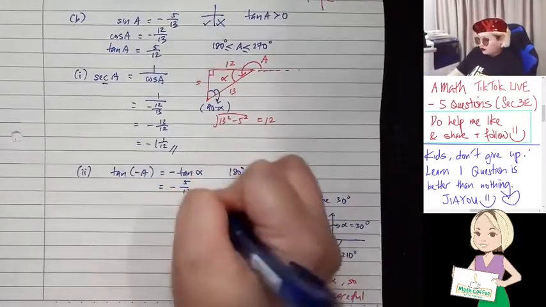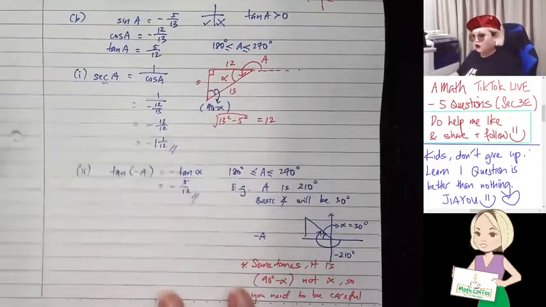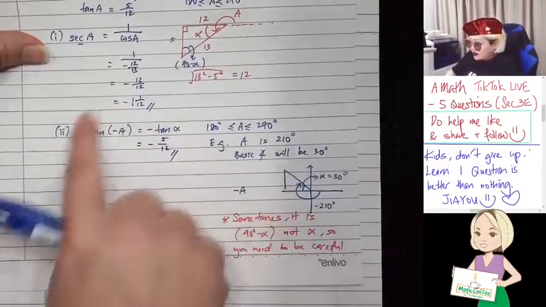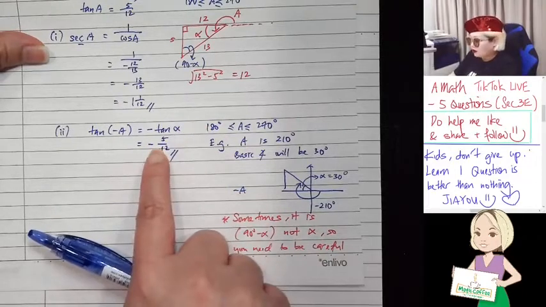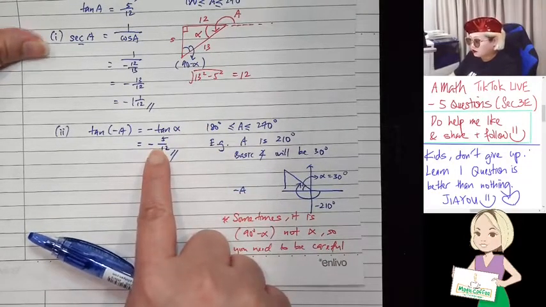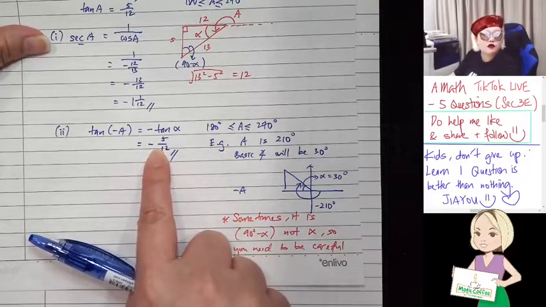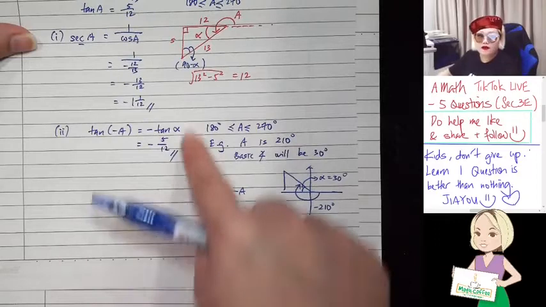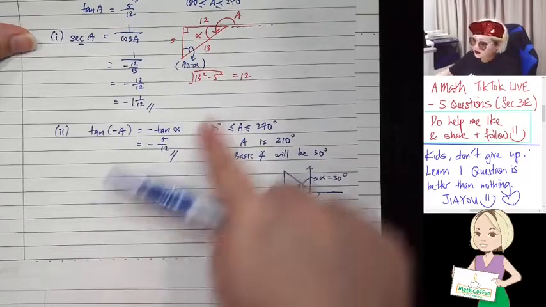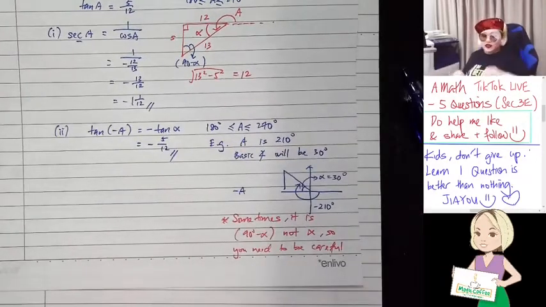Done. Although the steps are just like that, deciding whether it is minus or positive is very critical. And that's my thinking process. Can understand this quadrant question?